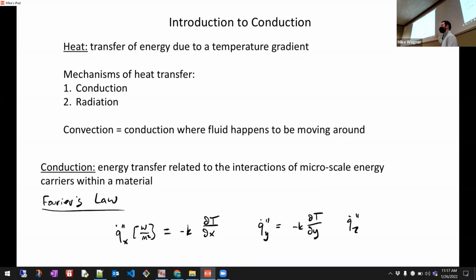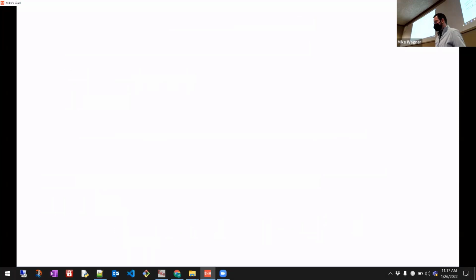This is just a model. Fourier's law is just a model of what's happening. So where does it actually come from? How do we go from the microscale to this continuum model, this thing that we observe at the continuum level? Okay, so let's walk through a little bit of that.